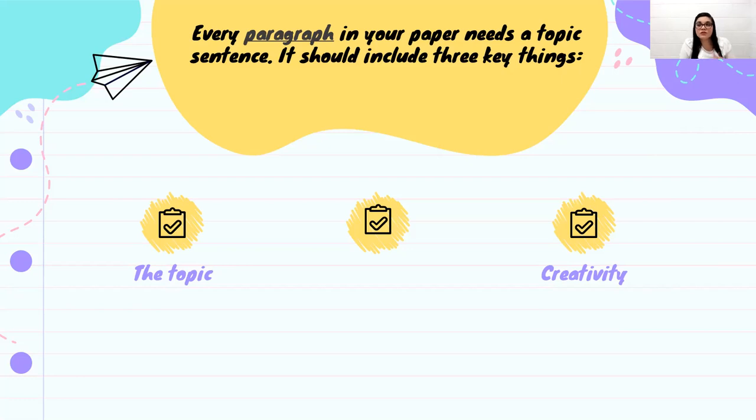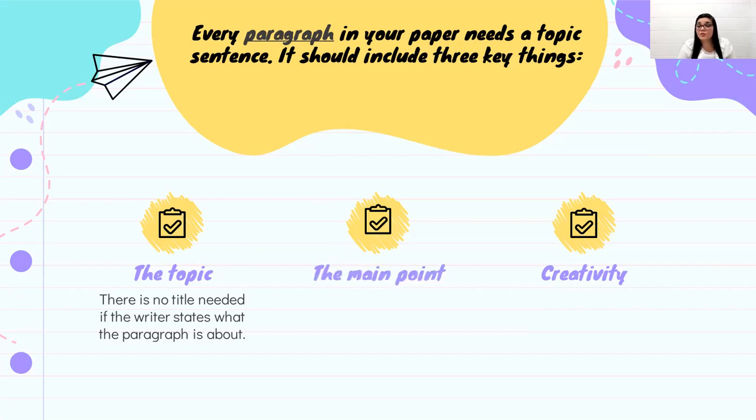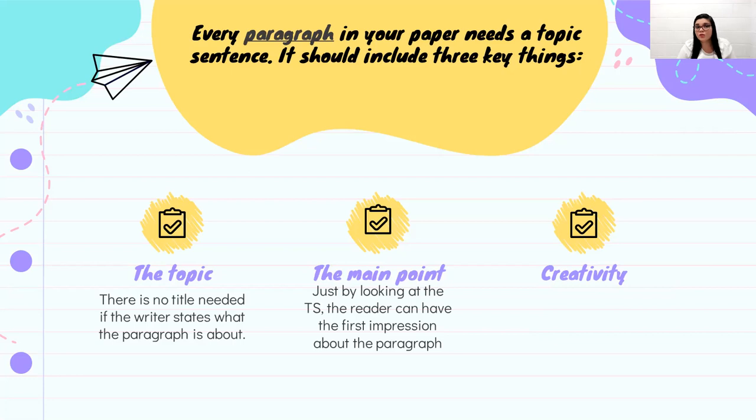It's important that you include three basic things in your topic sentence. The first one, we'll call it the topic, which is there is no title needed. If the writer states what the paragraph is about, it should be stated in the topic sentence. So there's no title, but the topic sentence includes that. The main point in your topic sentence, just by looking at the topic sentence, the reader can have the first impression about the paragraph, and he will certainly know, or he will have probably an idea of what the discussion will be about. And of course, creativity is very important when it comes to writing a topic sentence.